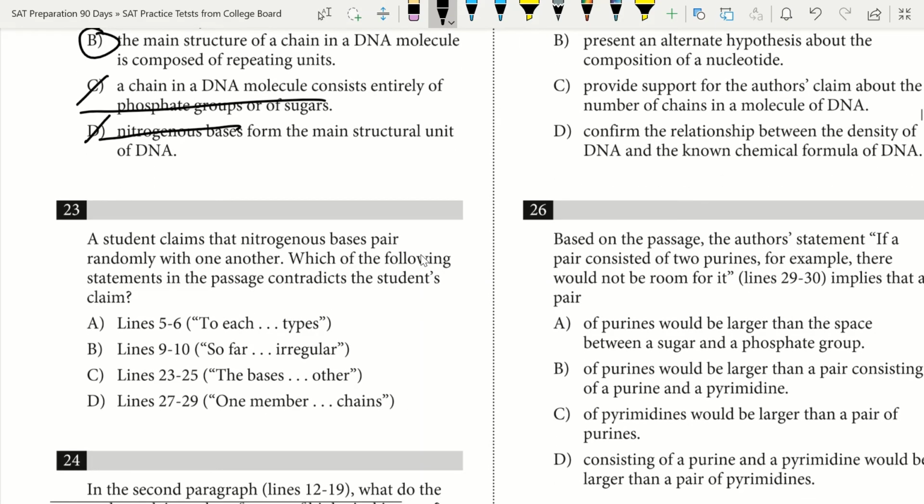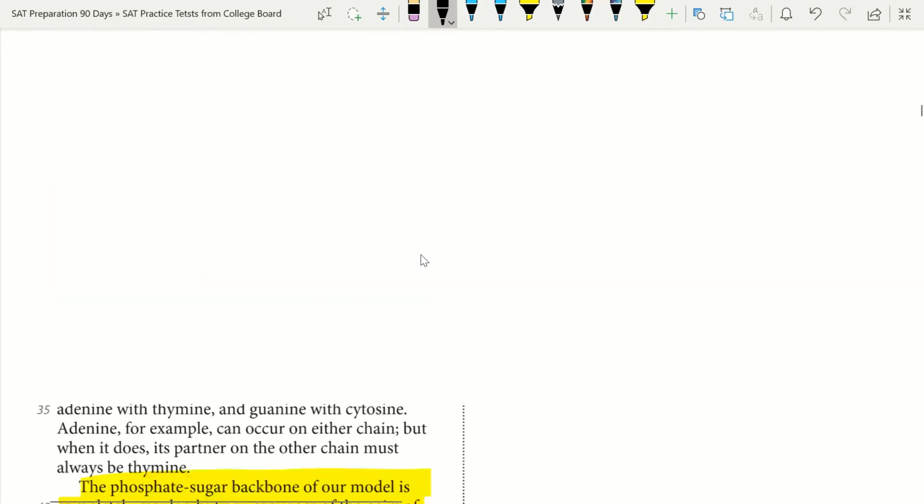All right, so now we've got 23. A student claims that nitrogenous bases pair randomly with one another. Which of the following statements contradicts the student's claim? Well, we know the passage talked about predictability. They're not random with one another. We have one purine with one pyrimidine: in particular, an adenine with a thymine and a guanine with a cytosine. Just looking at my lines, I know that was too early in the passage to be my answer. So I'm really looking at 23 to 25 and then 27 to 29. I'll go back and check that.